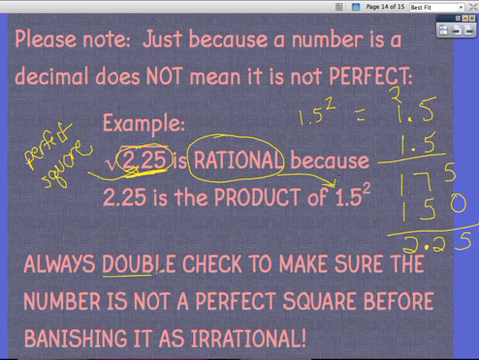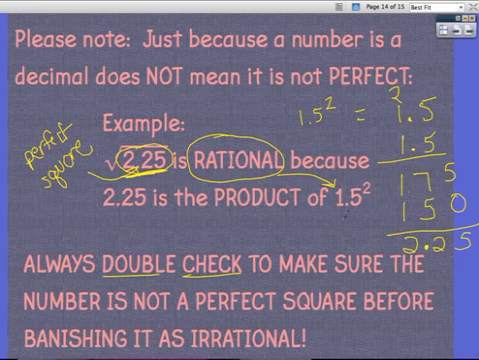So always double check to make sure the number under your radical sign is not a perfect square before banishing it as irrational. Just because it might not look nice and neat doesn't necessarily mean that it's not rational. You always have to double check and see.